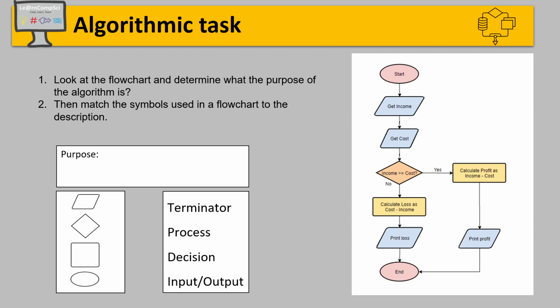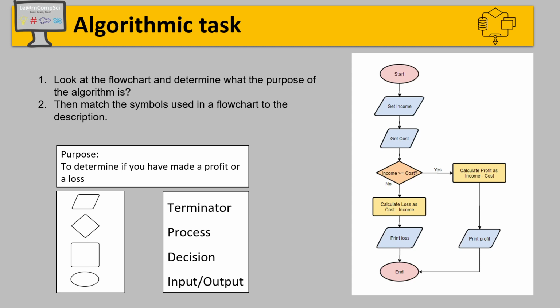So there's two things I'd like you to try and do this time. One of them is to determine what the purpose of this flowchart is, what the algorithm is trying to achieve. And the second thing is to see if you can work out what the different styles of the blocks are that have been used in the flowchart and match them up to the words on the slide in front of you. Okay, once again, I suggest you pause the video whilst you go away and solve this before I pop the answers up.